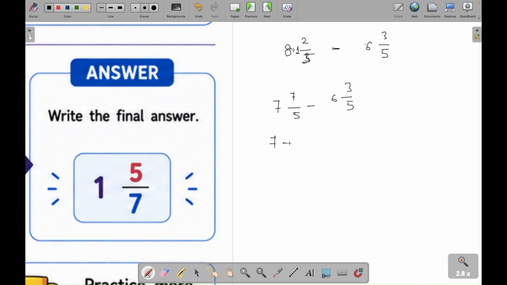We subtract the whole part: 7 minus 6 is 1. And then we subtract the fractional part: 7/5 minus 3/5 gives us 4/5. So 1 4/5 is the answer to this question.